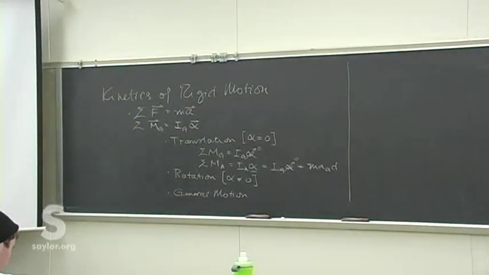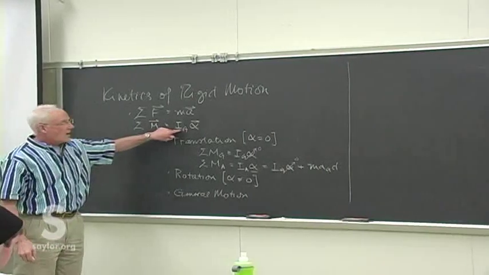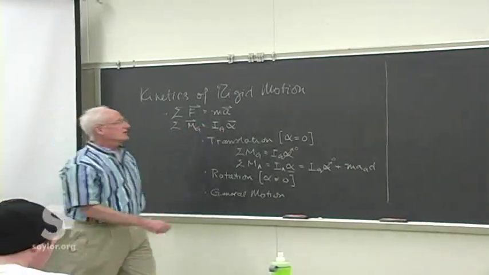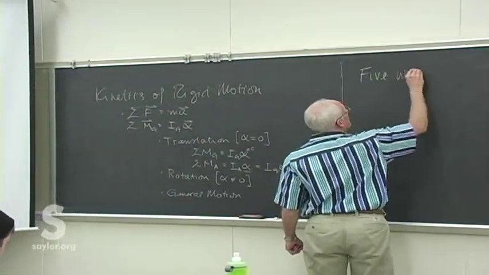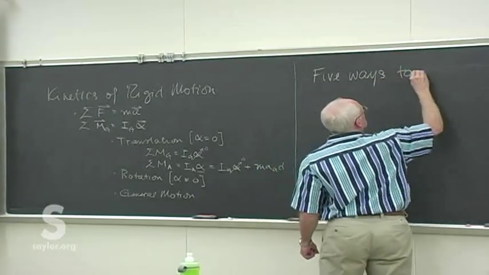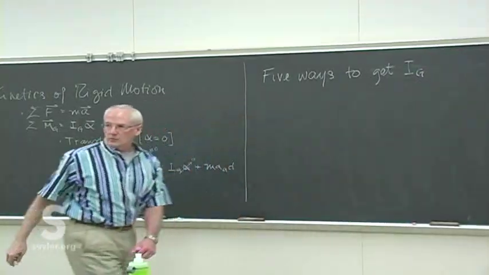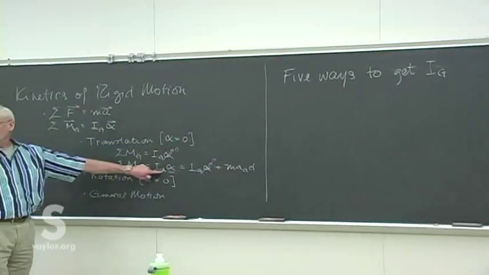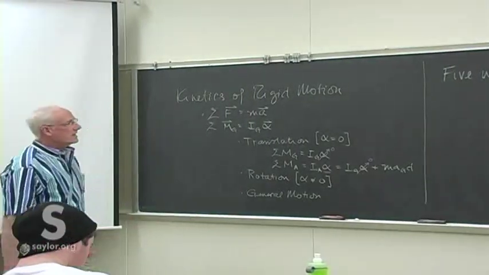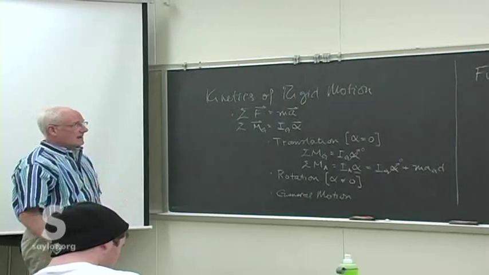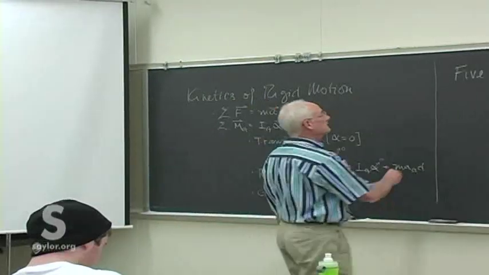All right. Before we go any further, I want to make sure that you know how to get this moment of inertia when needed. There are 5 ways in this class to get the moment of inertia. Now, remember, if you need the moment of inertia about another point, you use the parallel axis theorem. But 5 ways to get the moment of inertia for these problems, not in any particular order.